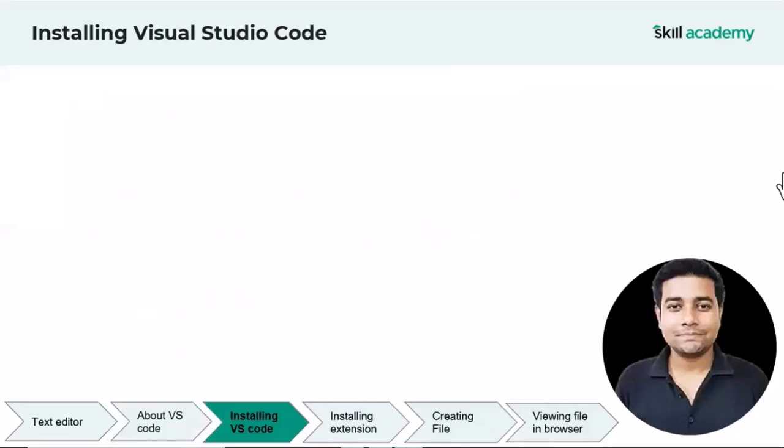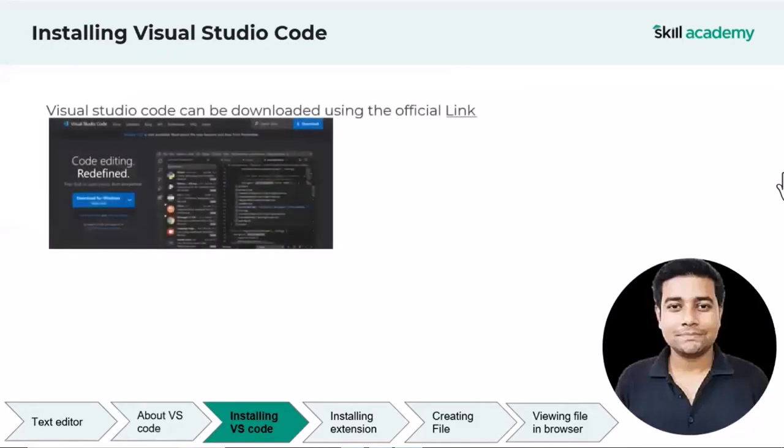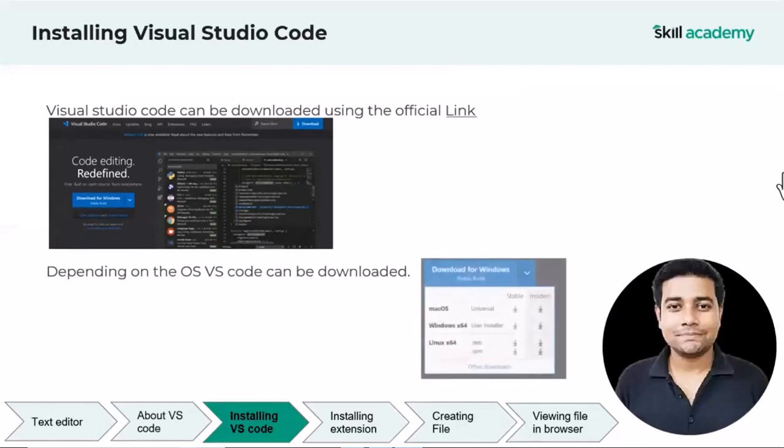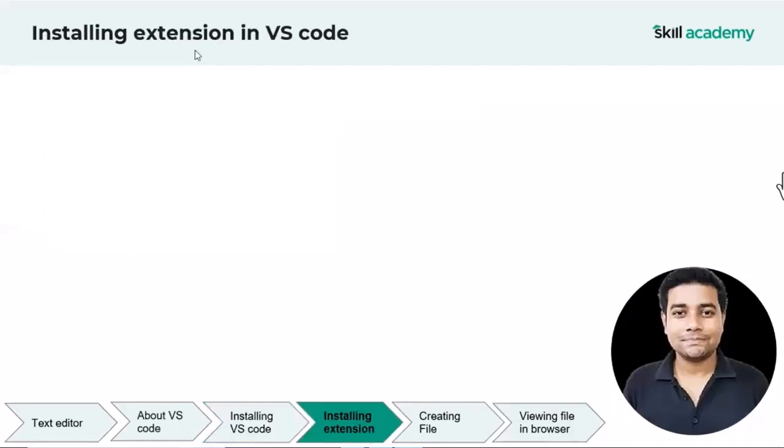And how can you install it? It's very easy. In order to install Visual Studio Code, you can visit the official site of Visual Studio Code, and depending on your operating system, it can be downloaded. Whether you are a Macintosh, Windows or Linux user, Visual Studio Code is available for every platform. Now I would like to show you how we can download and install Visual Studio Code.